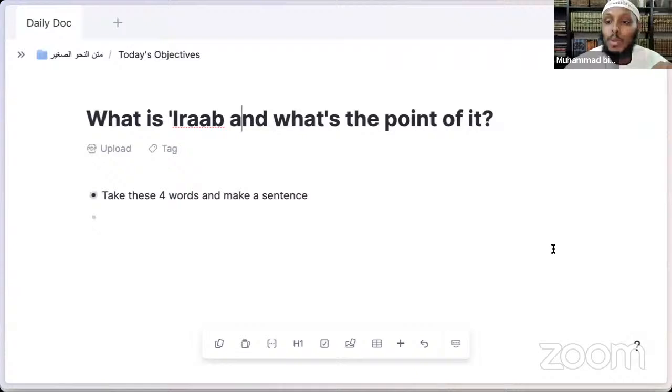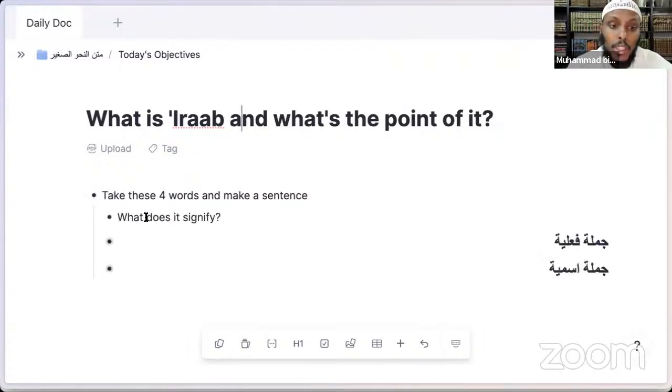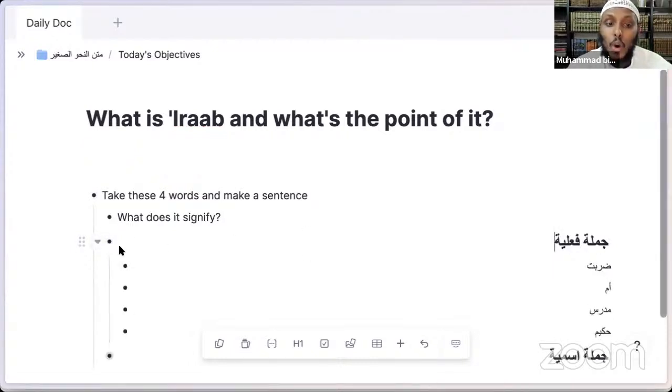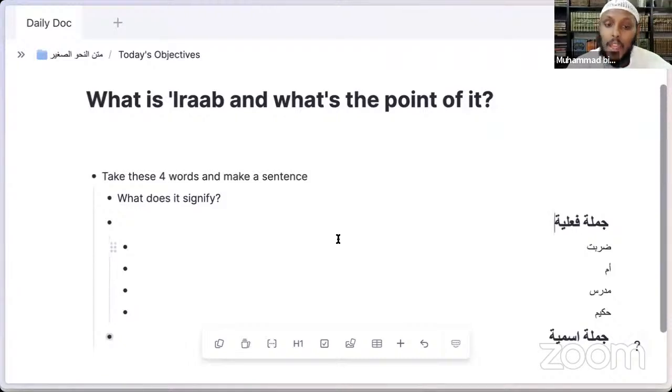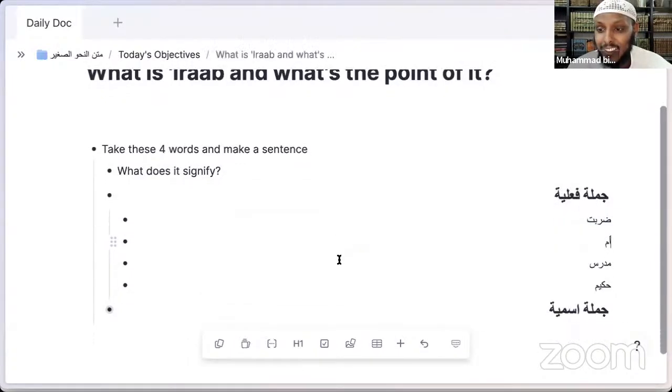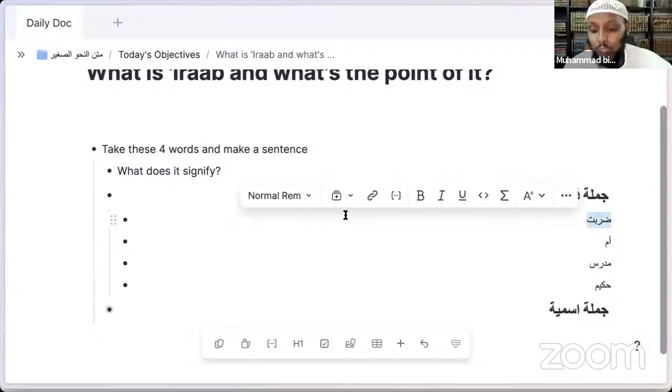Now, if you don't know Arabic, you might think they're 3 different people. No, it's the same person. So why is it sometimes Abu Huraira, Abi Huraira, Aba Huraira? It is because of i'rab. So what is i'rab and what's the point of it? I'm not going to explain it to you. I'm going to show you. I want you to take these 4 words. I'm going to give you 4 words, and then I want you to create a sentence using these 4 words. واضح? Okay? So let's take this one. We have ضربت.